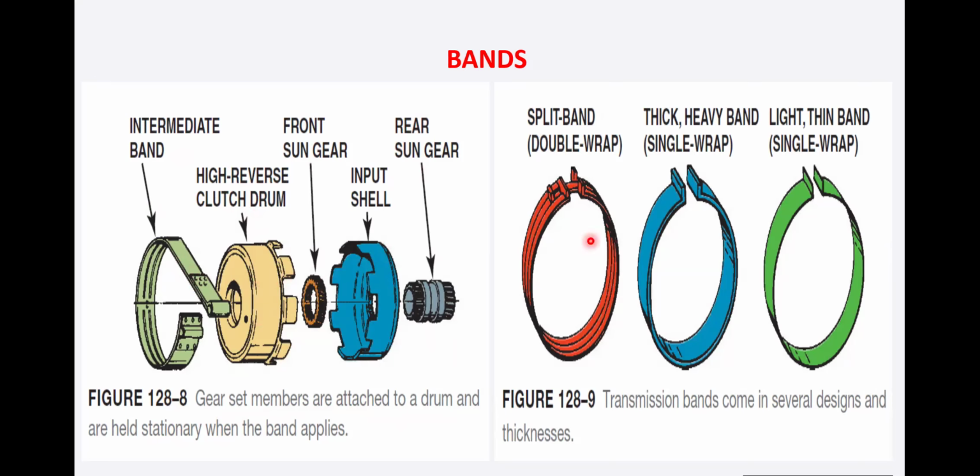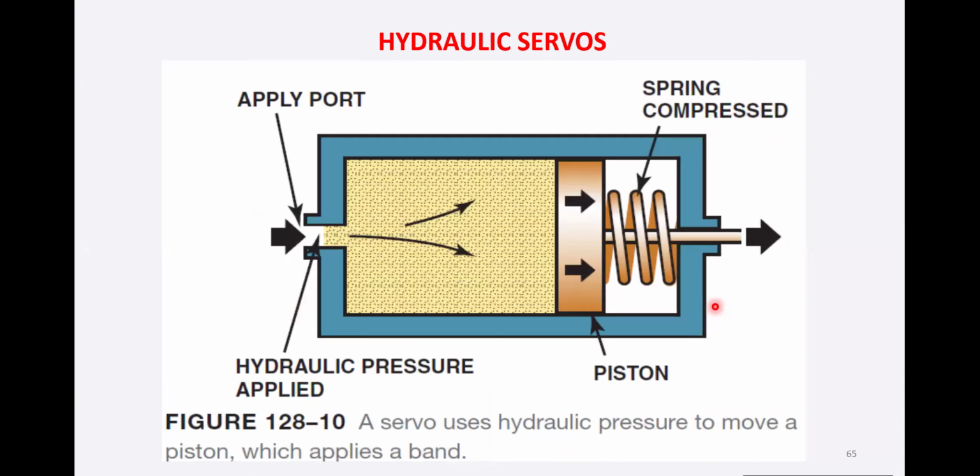We have different types of transmission bands, which come in several designs and thicknesses. One is the split band, that is double wrap. The other is the thick heavy band, which is single wrap, and the light thin band, single wrap, which is like this. So these are the different types of bands which we use in the automatic transmission system.